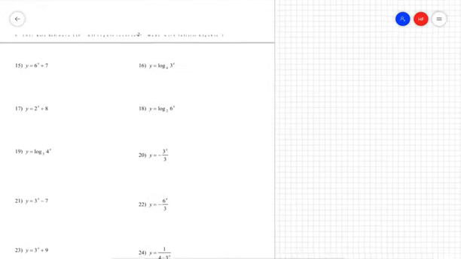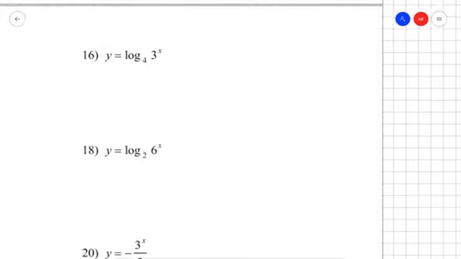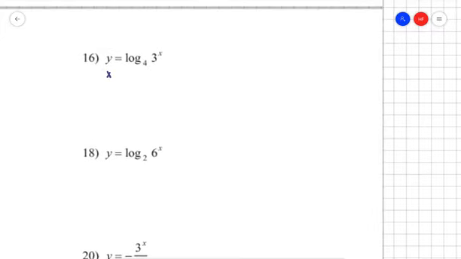And we'll go to the right side on the second page. x equals log base 4 of 3 to the power of y. x equals y log base 4 of 3. And remember our logs are just a number, so I'm going to divide by log base 4 of 3 to get y by itself. So we get x over log base 4 of 3 is equal to y.